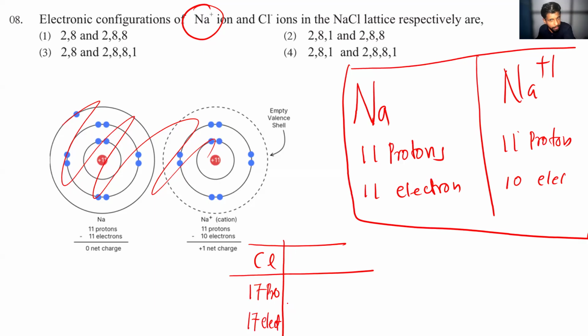Now they have given Cl minus. Minus means you want to add an electron. Earlier we had 17 electrons. Now I will have 18 electrons.